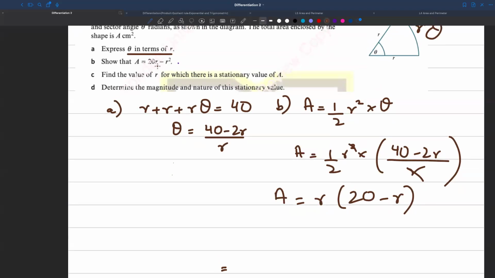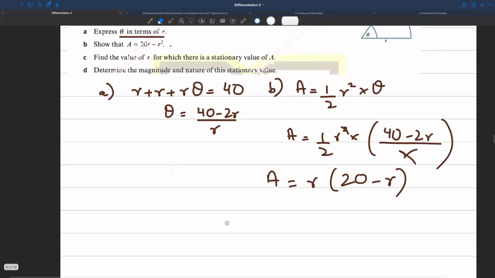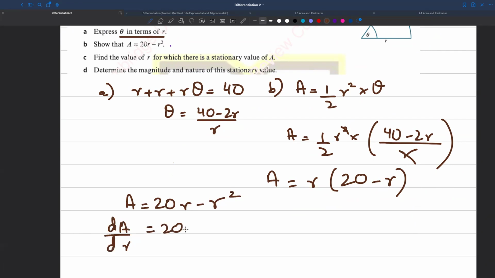Show that. Okay? That's the first bit. Find the value of r for which there is a stationary value. Stationary value means that dA by dr will be 0. So first let's find dA by dr, and then you put it equal to 0. So r is equal to 10, right? And determine the magnitude.